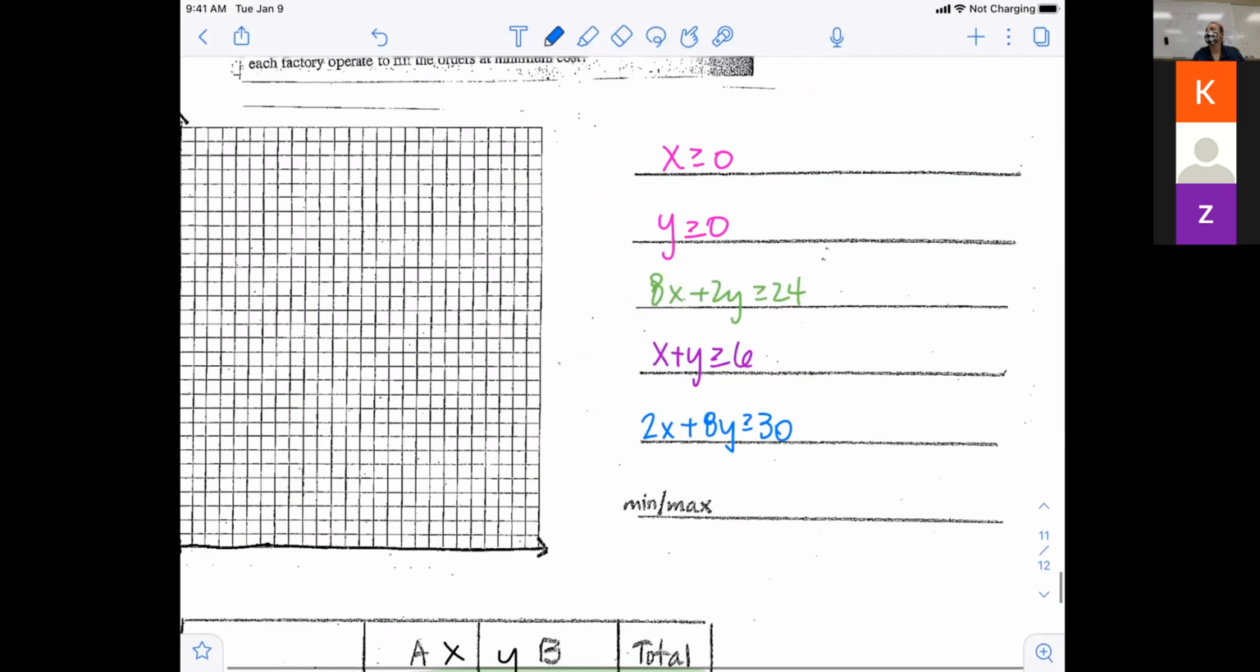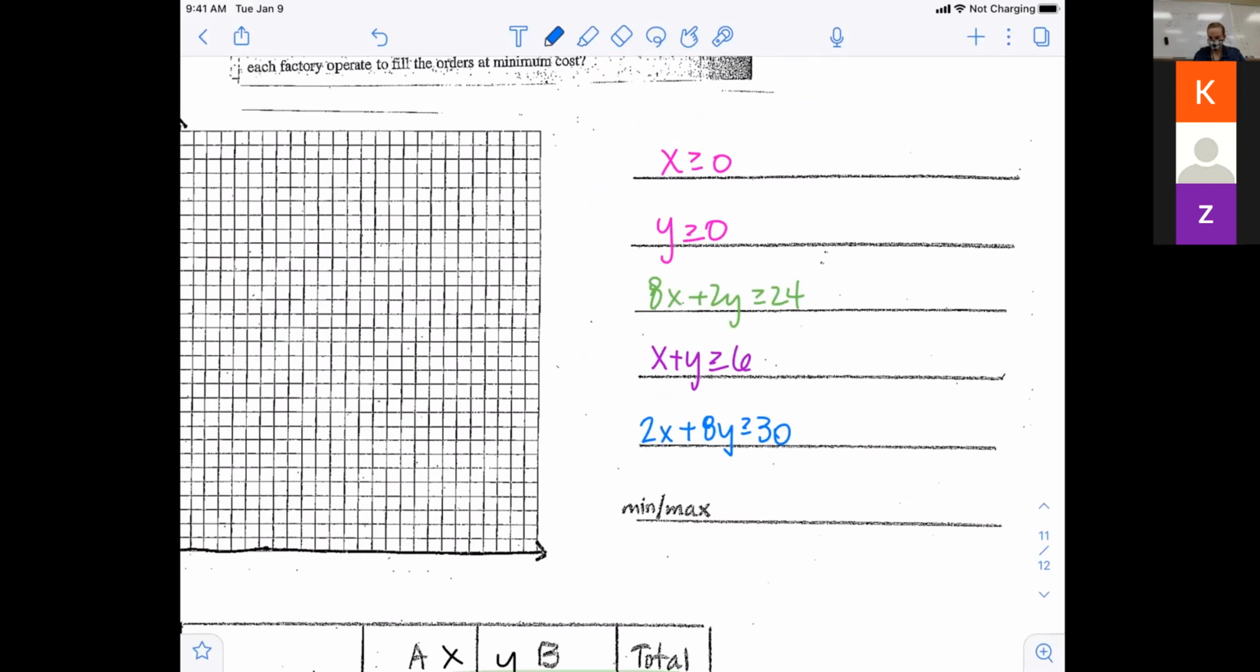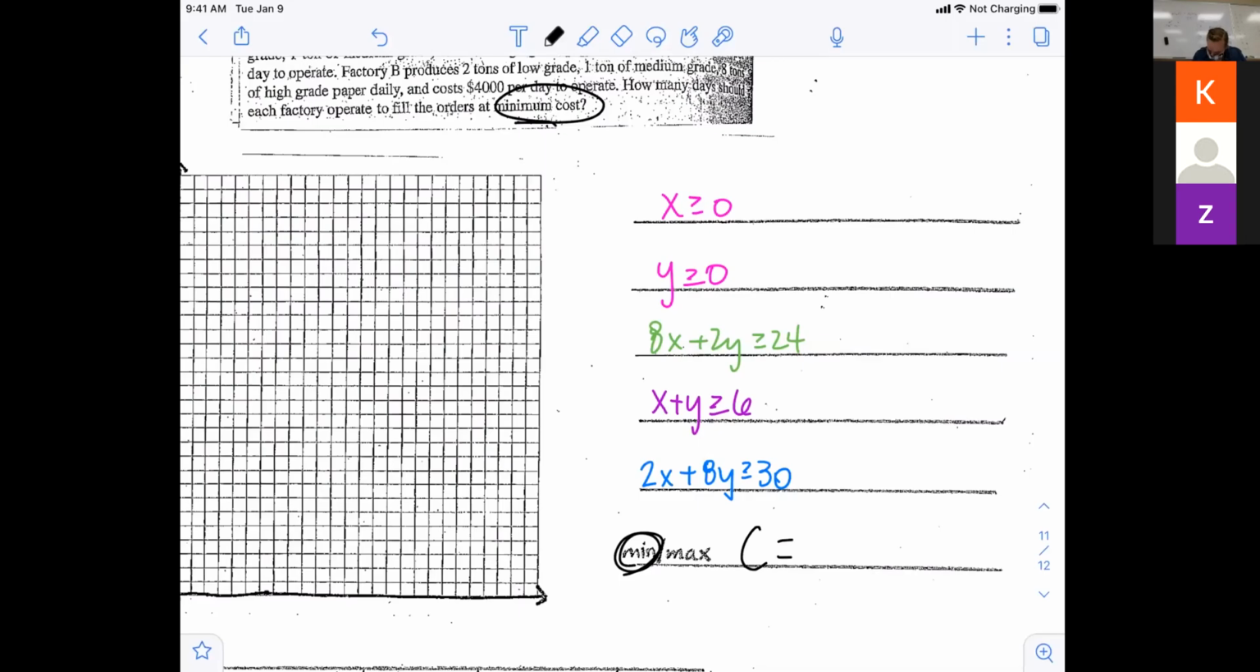Okay, before I graph them, let's do my min and max. Am I minimizing or maximizing in this problem? It says minimizing the cost. So I'm going to circle min. And that last row in my matrix box kind of thing, it says cost equals. So I'm going to use that to make my cost equation. It had 2,000 under column A and 4,000 under column B. So I'm going to say 2,000x plus 4,000y.